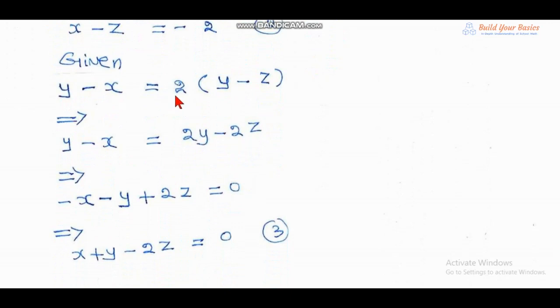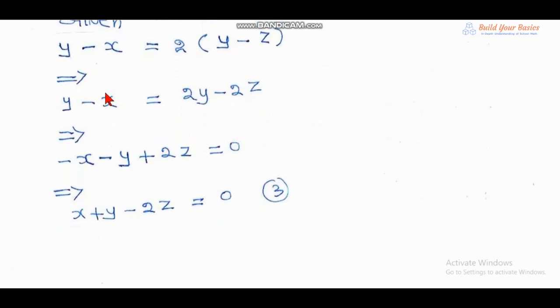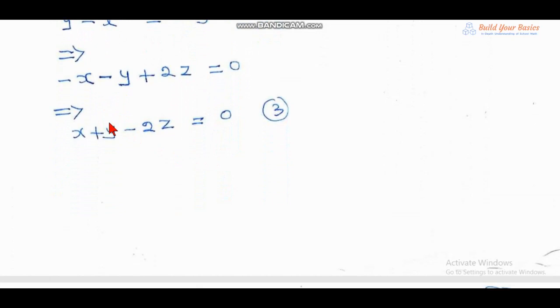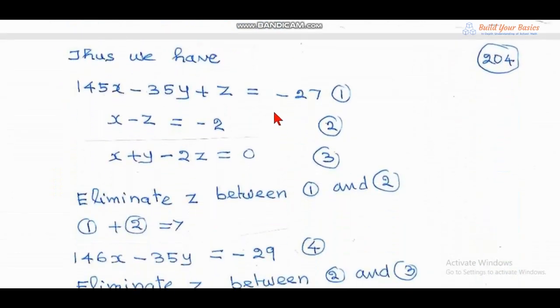So y minus x equal to 2 into y minus z is the equation you get from the last statement. That can be simplified. y minus x equal to 2y minus 2z. That is minus x minus y plus 2z equal to 0. That is x plus y minus 2z equal to 0. Third equation.